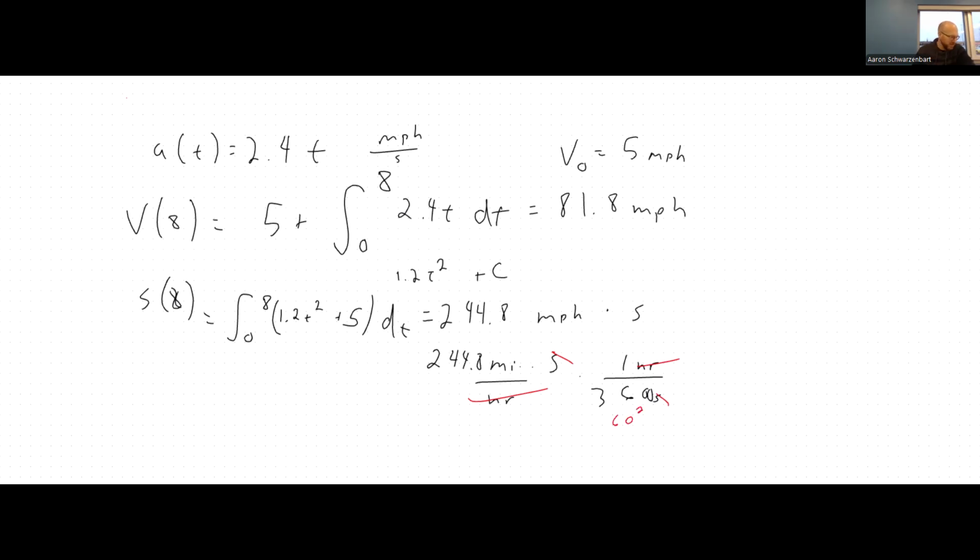And this equals 0.068 miles. Not all that far. That kind of makes sense.